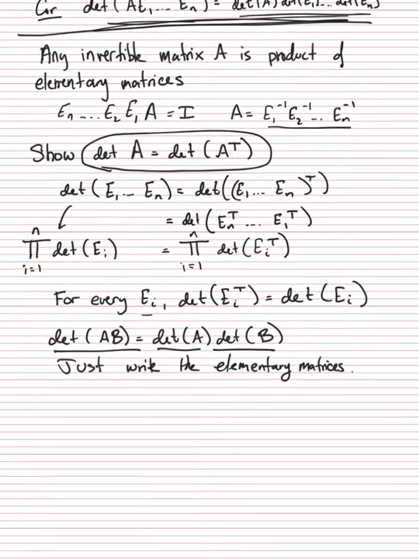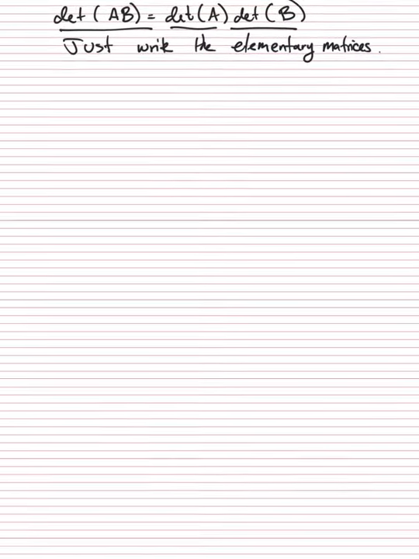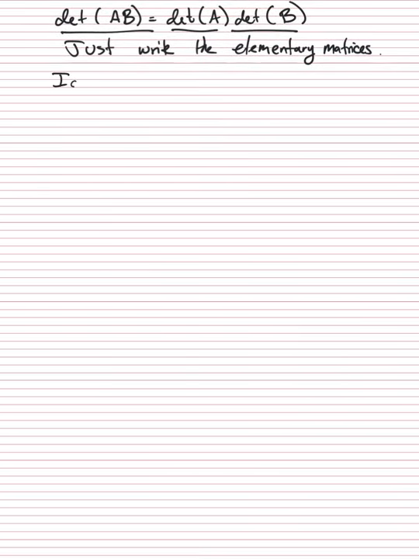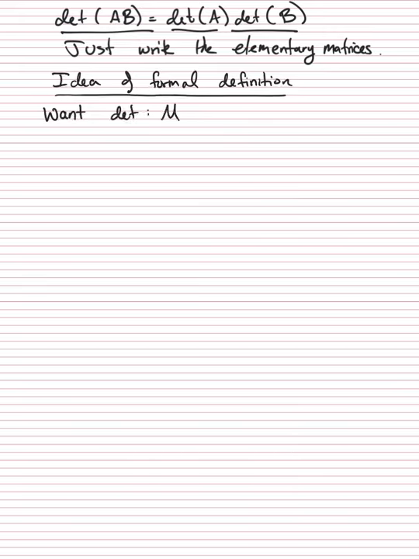Okay, so now let me give you an idea of the formal definition of determinant. There are a couple of ways to compute the determinant that I'm not going to talk about too much. So what's the idea of a definition? Well, let's just say what we want. We want the determinant to be a function which goes from Mn to R, and we want it to be linear in the columns, so linear in each column.